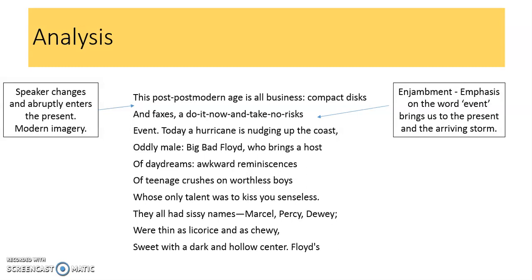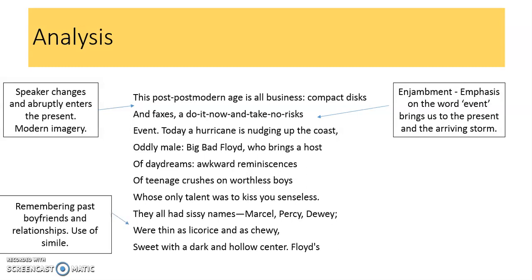"Today a hurricane is nudging up the coast, oddly male, big bad Floyd, who brings a host of daydreams, awkward reminiscences of teenage crushes on worthless boys whose only talent was to kiss you senseless. They all had sissy names, Marcel, Percy, Dewey, were thin as licorice and as chewy, sweet with a dark and hollow centre, Floyd's."